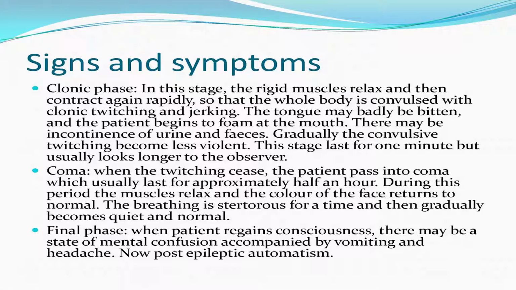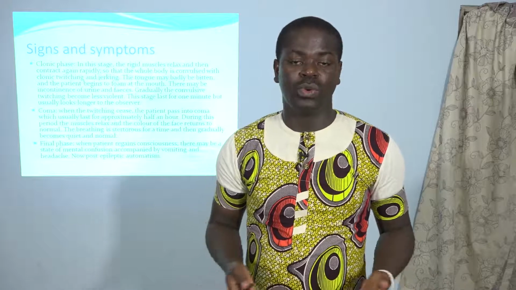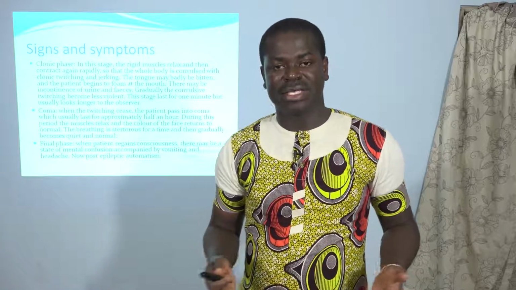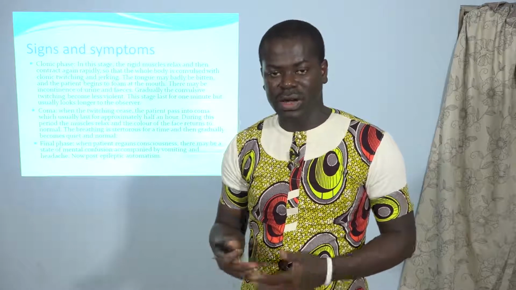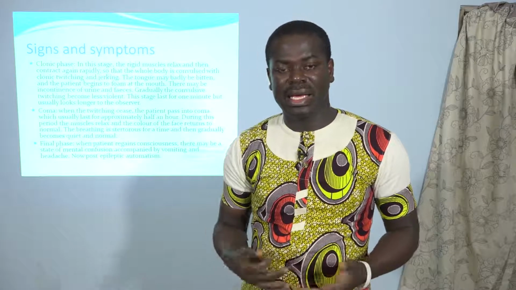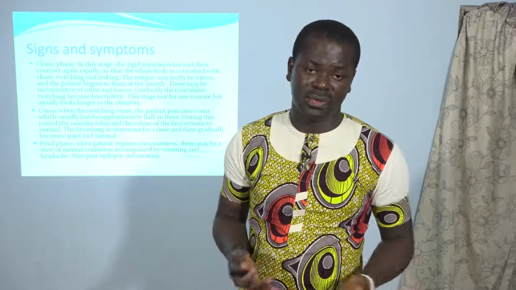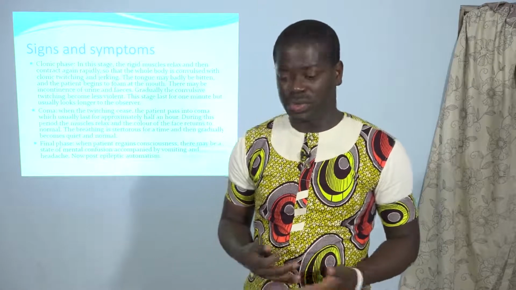The tongue may be bitten badly if you do not restrain the tongue or pad in between the teeth with the padded handle of a tablespoon, or if you have a spatula, you can use a spatula. There may be incontinence of urine and feces. So you need to know that it is associated with the clonic phase, and you have to give the individual care accordingly, in case the person soils himself with urine or with stool.